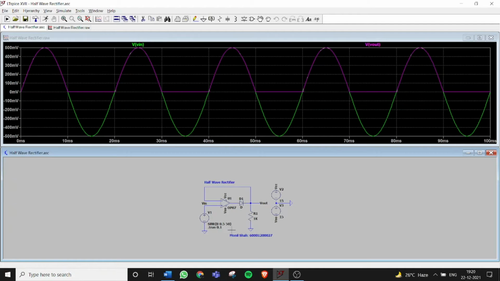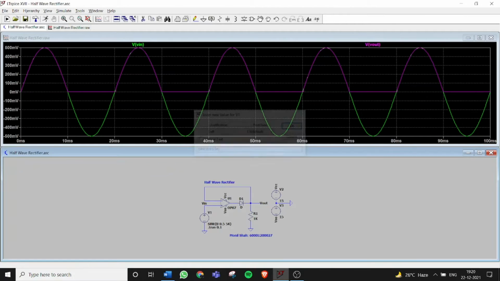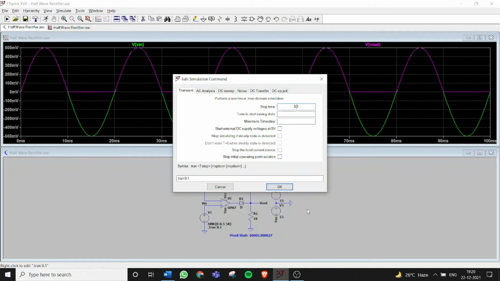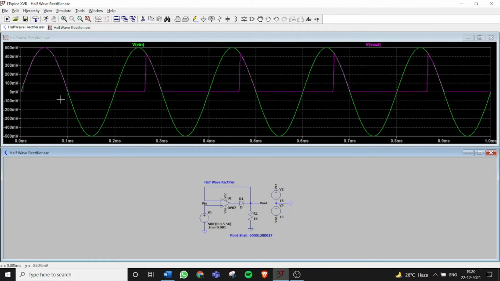When I increase the frequency, let's change it to 5 kilohertz. Change the transient time. Run. So as you can see, my first half cycle is proper. From the next cycle, it's an inappropriate output. This happened because of the low slew rate of OP07 op-amp.